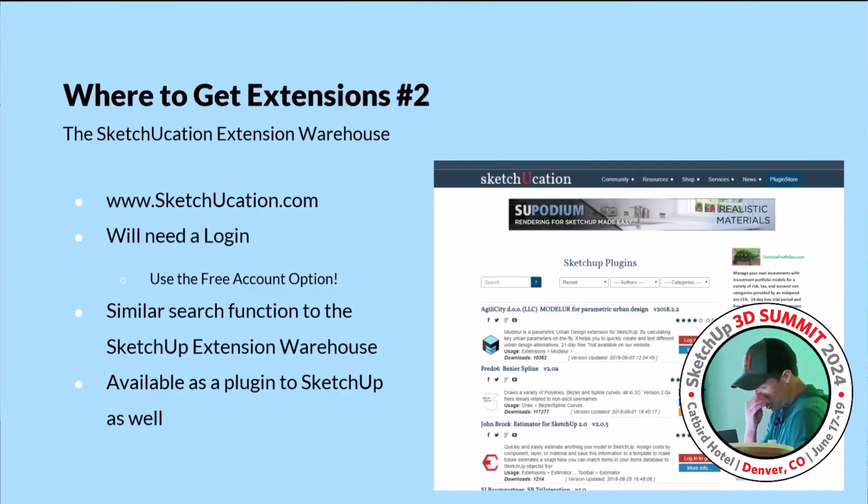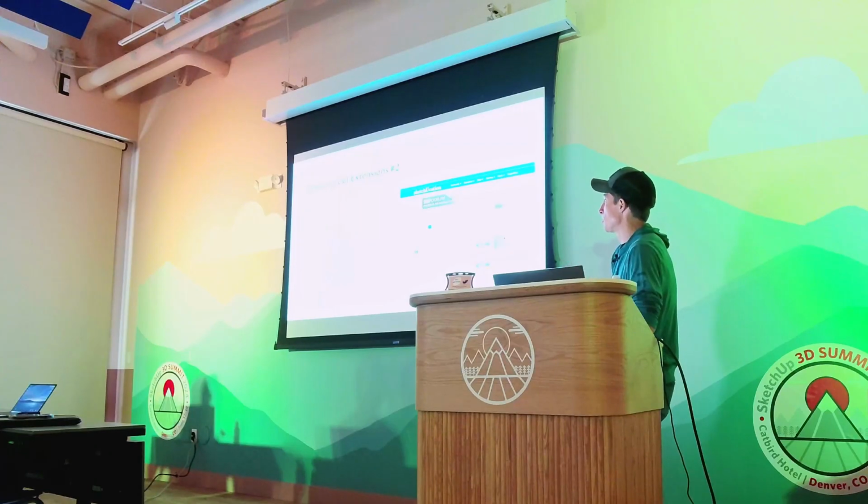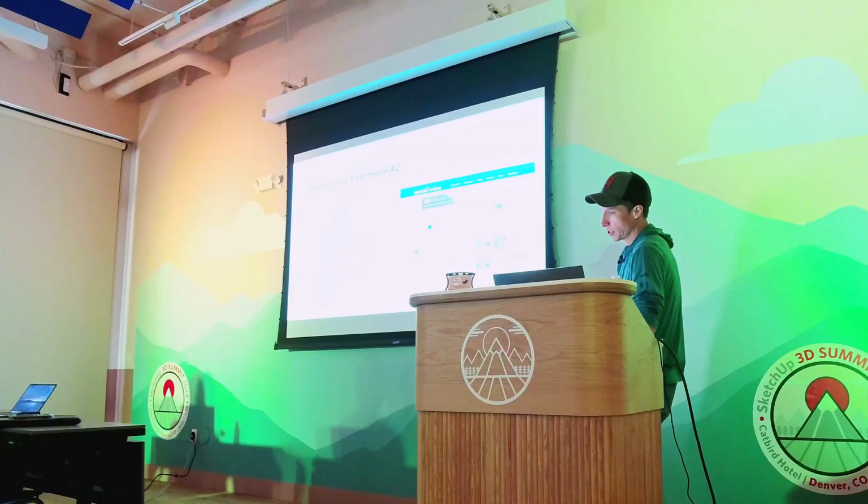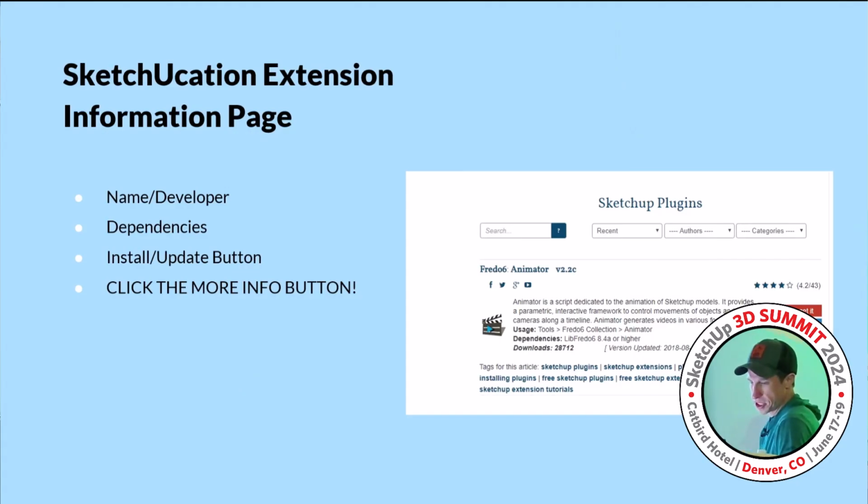The second place to get extensions is the SketchUcation extension warehouse. This is a second extension warehouse not officially supported by SketchUp. I don't know if it has more extensions, but it does have different extensions. For example, Fredo6's extensions are only in the SketchUcation extension warehouse, not the SketchUp Extension Warehouse. So for most users, I recommend you be able to log in and use both. Again, on SketchUcation, those extensions are going to have an information page. It's going to be very similar. This More Info button on SketchUcation is really important.